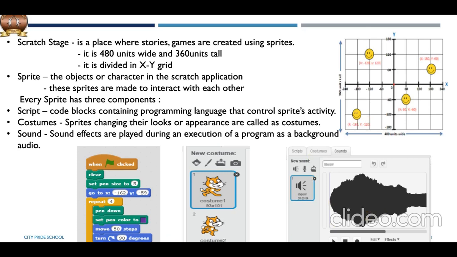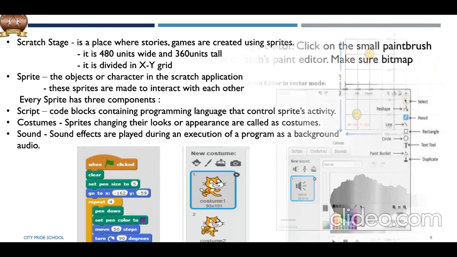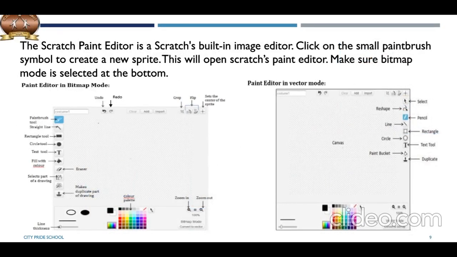So as we said, we can even make the costumes. For that, where do you all do the drawing? MS Paint, right? Many of you use MS Paint for painting and drawing. Such an image editor is also there in Scratch, which can help us to make changes in our costumes. Like I told, we can select the costume as well as create our own new sprites.